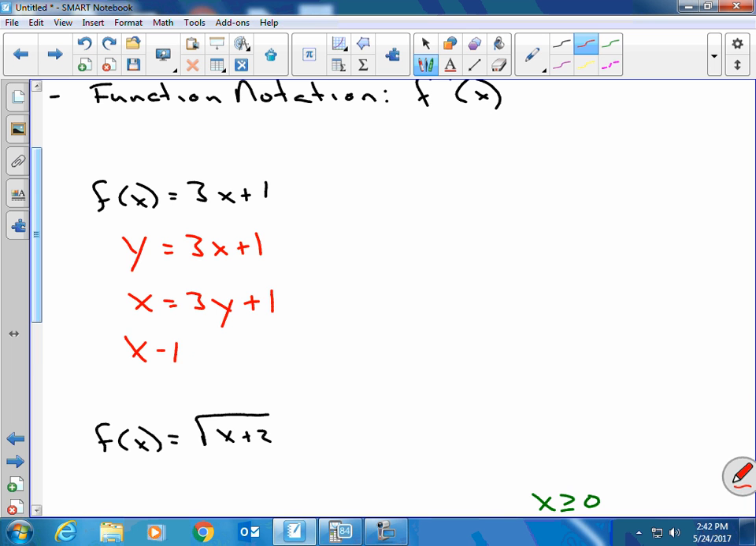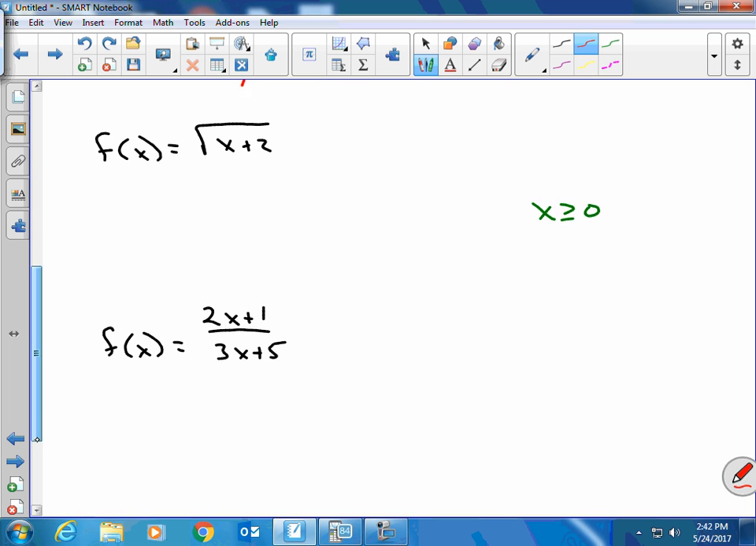So x minus 1 equals 3y. Divide, and y equals (x minus 1) divided by 3. Or you could write x over 3 minus 1/3. And let's put it back in function notation. So f to the negative first power equals x over 3 minus 1 over 3. All right. And that's the inverse.